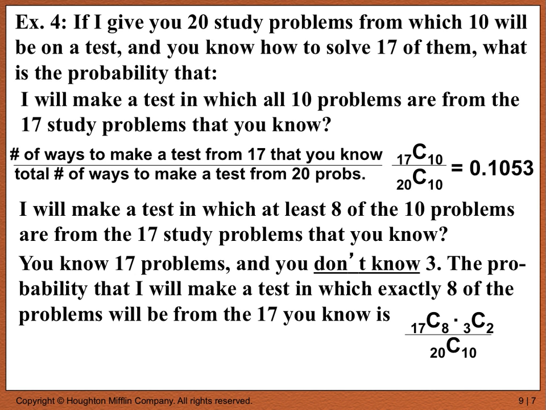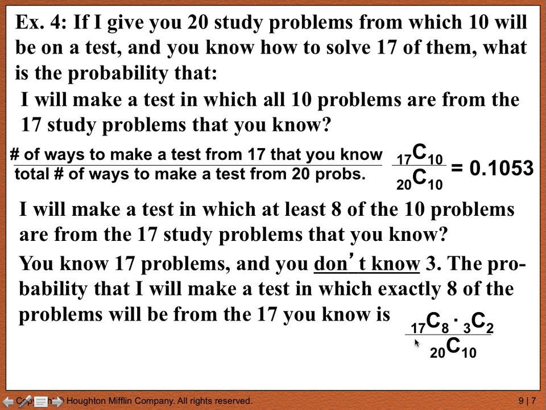And adding those three probabilities together will give us the probability of getting a test that has at least 8 of the 10 problems coming from the 17 that I studied. Okay, now let's look specifically at this 17C8 times 3C2 numerator.